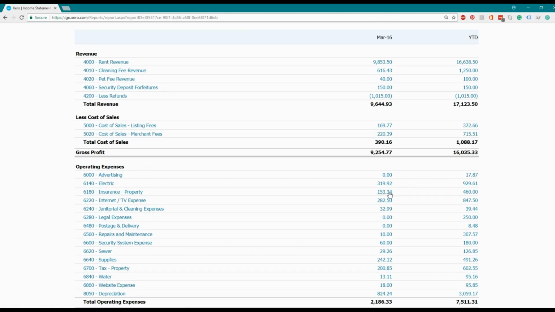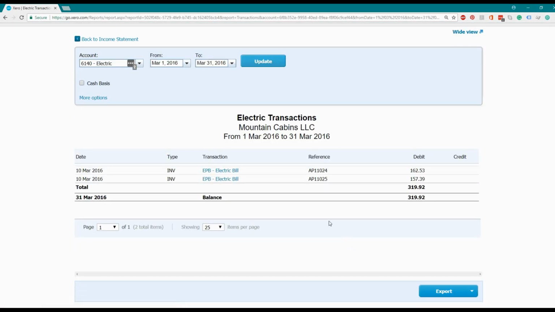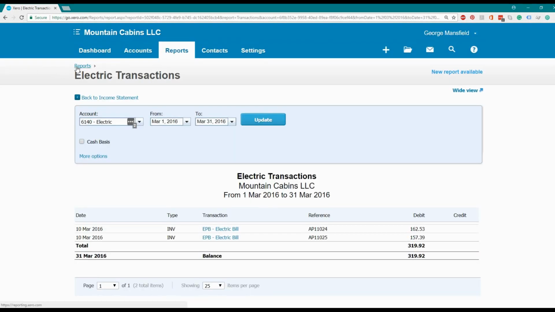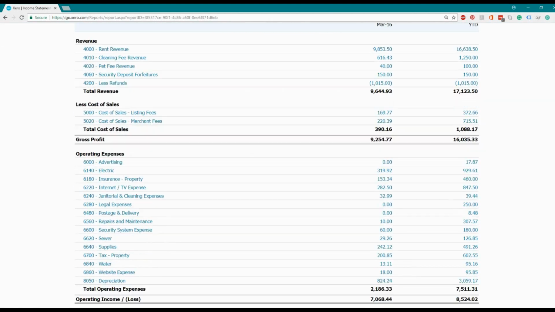All right, we have the electric bill. And again, we can always click on anything we want to get more details. And we see two electric bills. The reason there are two is that this particular owner has two properties that he operates, so one electric bill for each property. Let's go back to the income statement and look at some of the other categories.